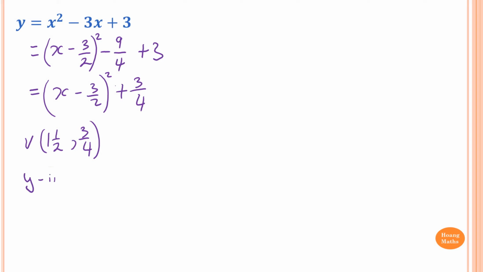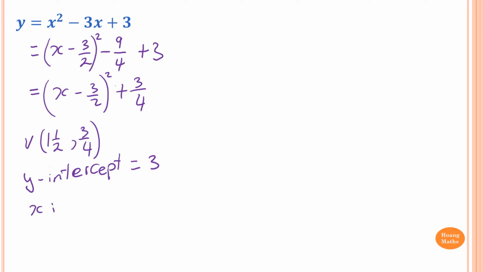To find the y-intercept, that means when x is equal to 0. So when x equals 0, this becomes 0. 3 times 0 is 0. So you are left with 3. So therefore, the y-intercept is equal to 3. Then we can find the x-intercept.